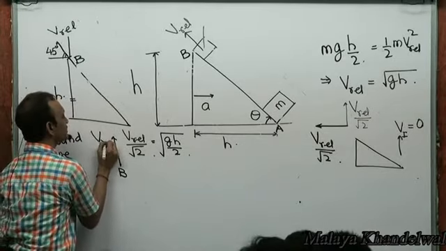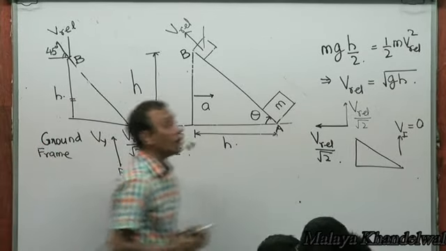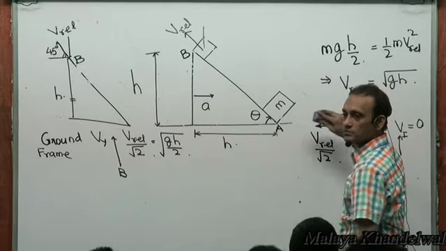That's the Vy. That's the Vy at B. Clear? Now, can I remove all of this?